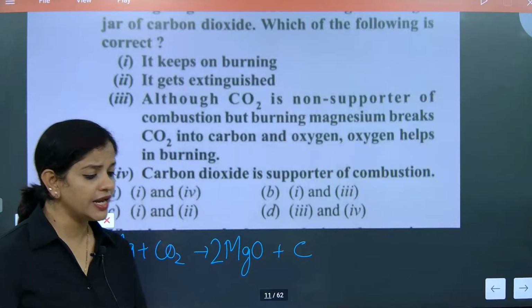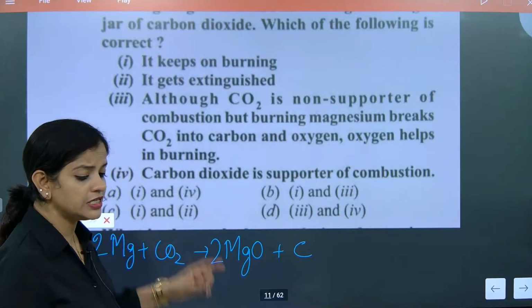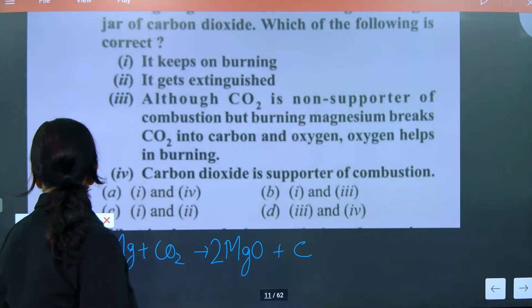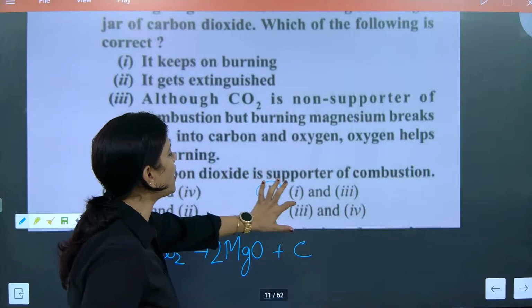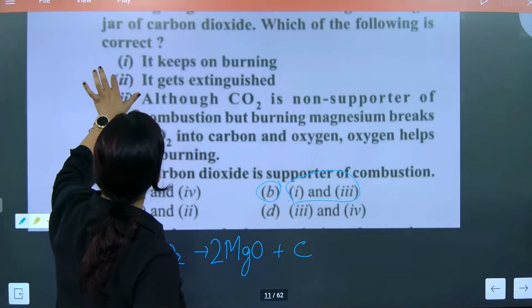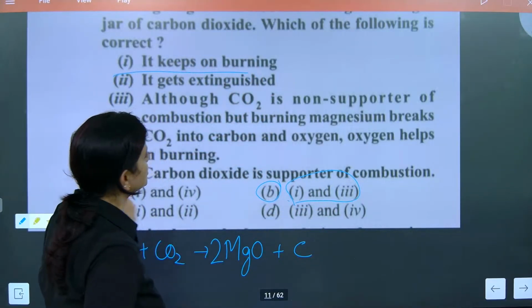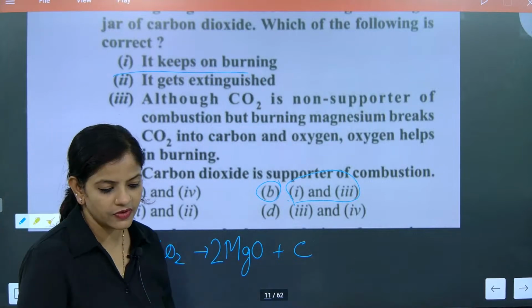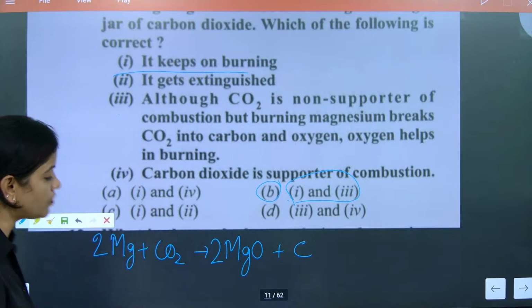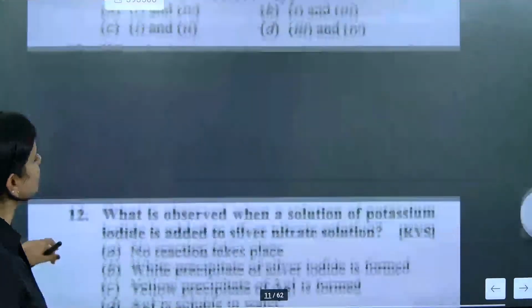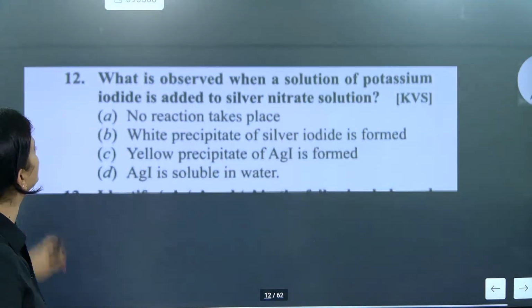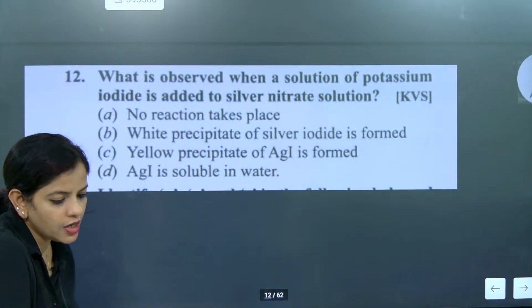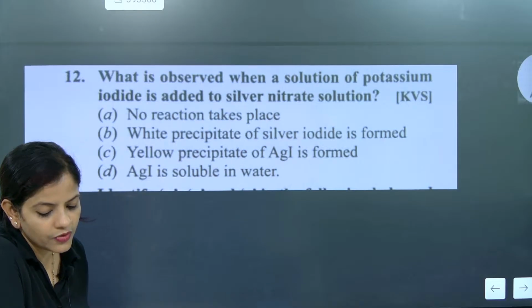So which is the correct answer? Beta, the correct answer is B. In B, 1 and 3 are the correct ones. One is it keeps on burning, third one is because carbon is going to be released when magnesium reacts with carbon dioxide. I hope you have understood this one. These are some different types of questions. Now go for this question. Question number 12, go for it. Come on, try this question, question number 12.